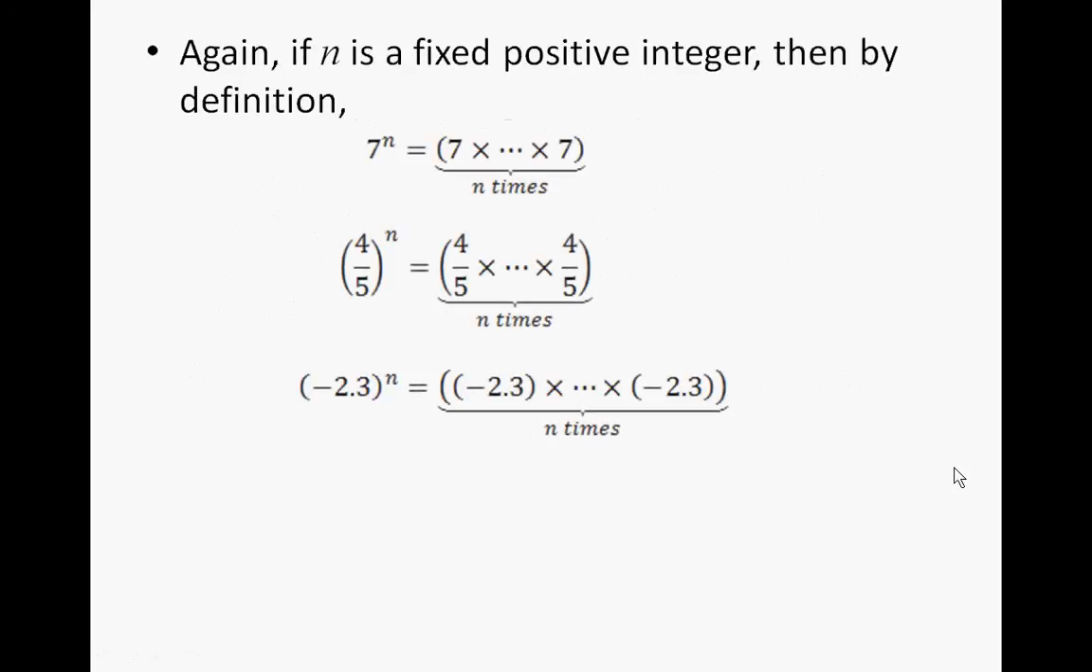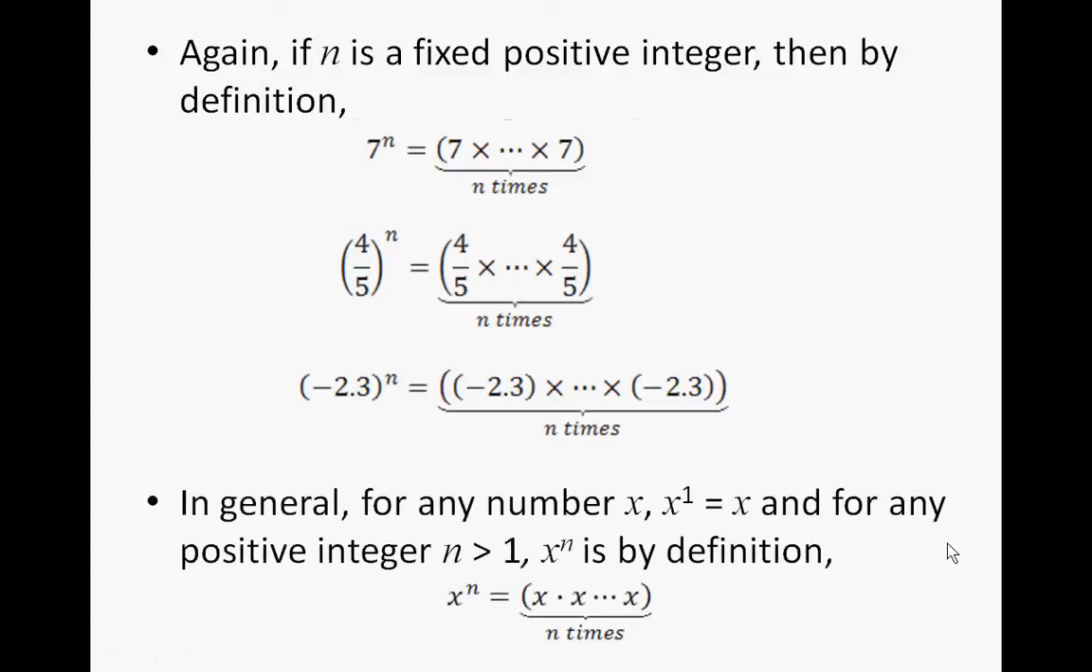All right, and let's apply this again. If n is any fixed positive integer, then by definition, if I have 7 to the nth power, you're going to write it like this: 7 times, and then ellipsis, times 7, and in brackets and underneath you're going to write n times. If it's 4/5 to the nth power, same thing. And even if it's a negative, negative 2/3 to the nth power, you start with the negative, you end with the negative, and you put underneath how many times you are multiplying it.